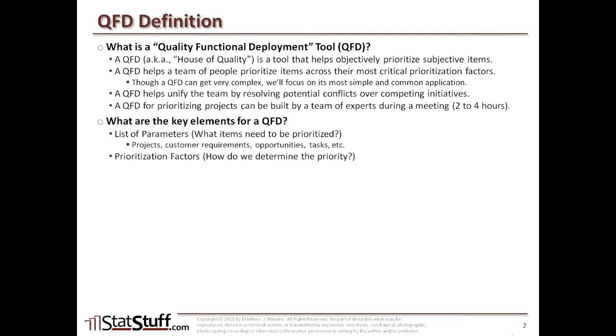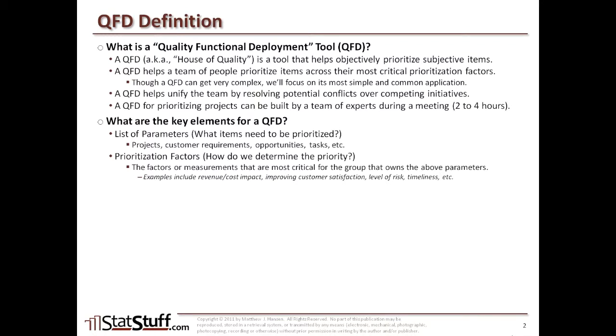The next item is the prioritization factors. In other words, how are we going to determine what the priority is for these different things that we want to prioritize? The factors are measurements that are most critical for the group that owns those parameters. So for whoever owns the projects or the requirements or opportunities, whatever it is you're prioritizing in your list of parameters, they're probably the best ones to define what prioritization factors you're going to use.